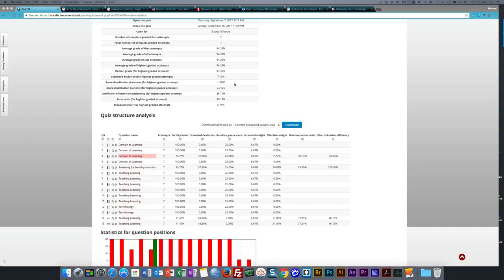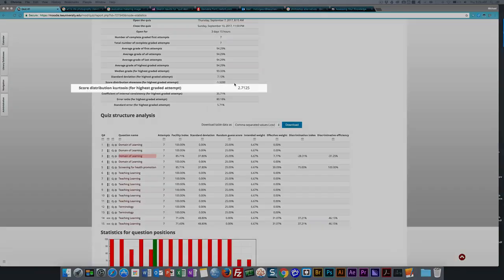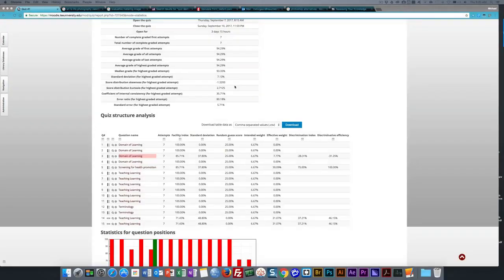We want something that's not below 0. If you start with a decimal only, you're good. Our next one is the score distribution kurtosis for the highest grade attempt. The kurtosis is a measure of the flatness of the distribution. A normal bell shape curve distribution has a kurtosis of 0. Again, we've got 2.7. We've moved quite a distance from 0.